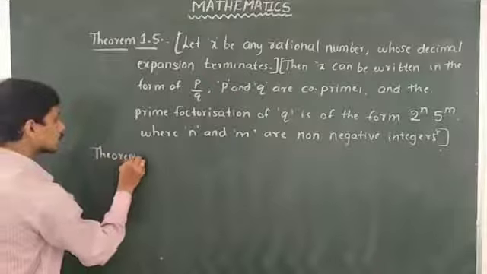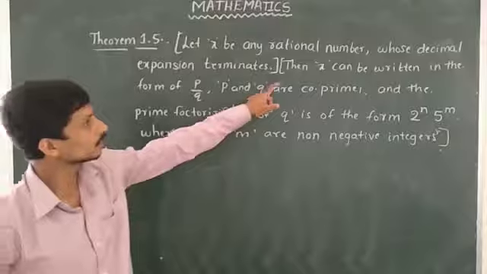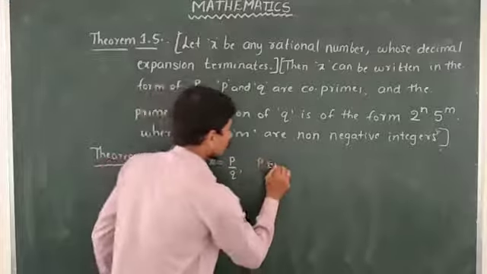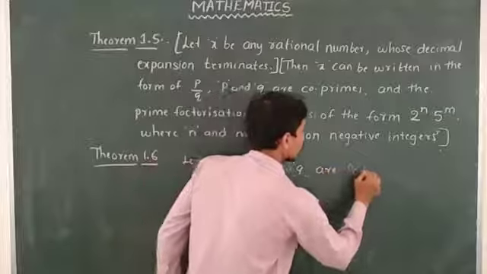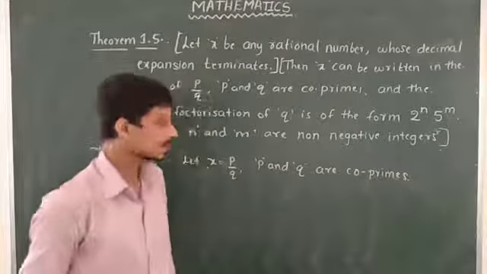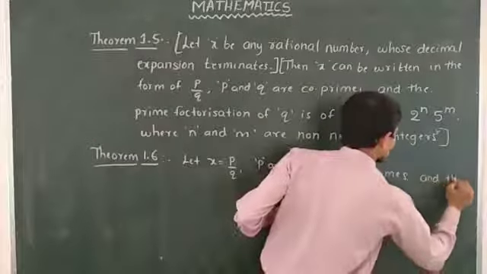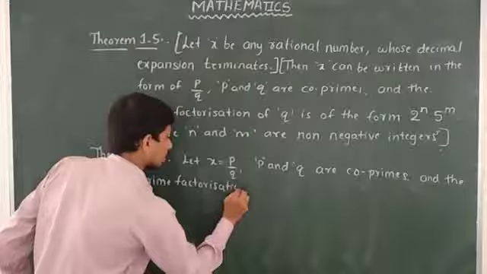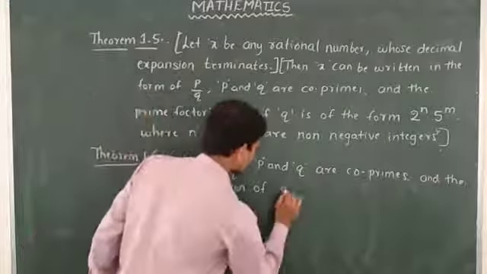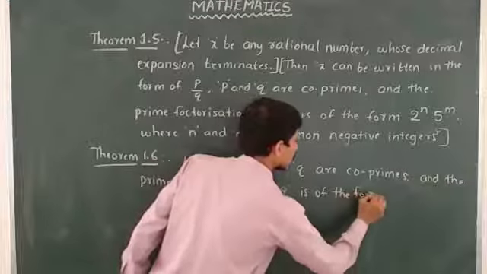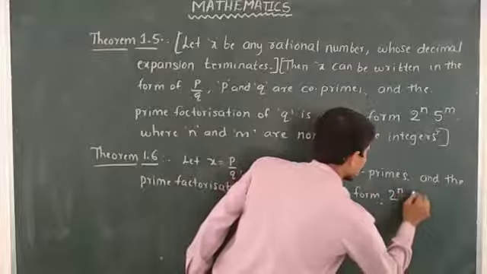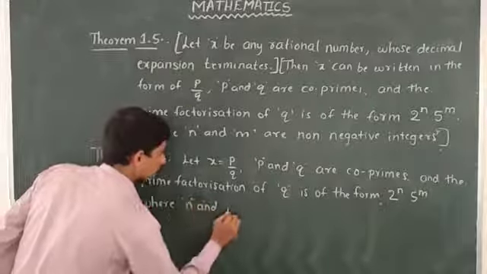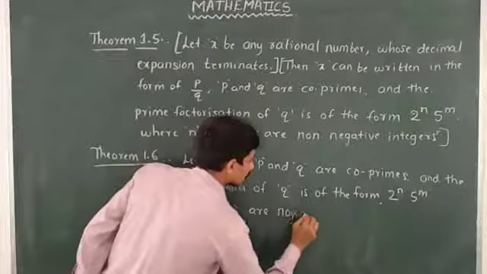Theorem 1.6. We just start with this. Let x be equal to p by q, where p and q are co-primes, and the prime factorization of q is of the form 2 raised to n into 5 raised to m, where n and m are non-negative integers.